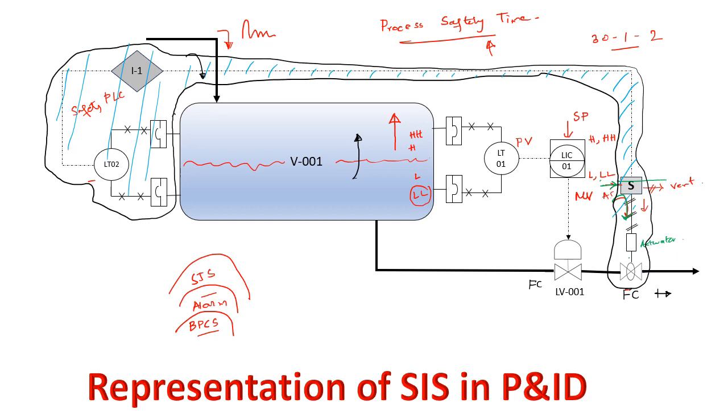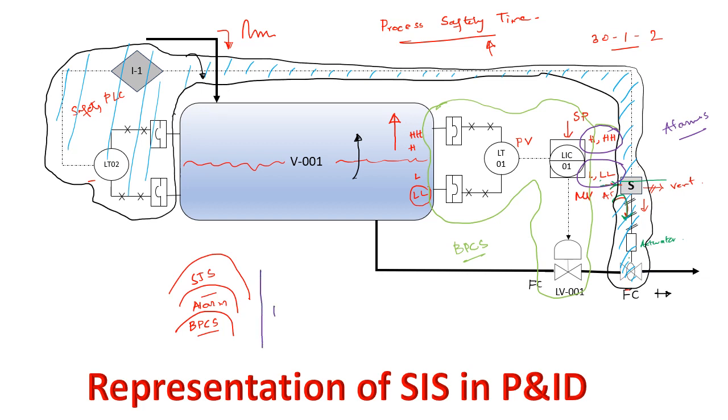And the other portion, if you see this level transmitter, this DCS, and this final control element, this is your BPCS system. And there is another thing, these alarms, right? So these alarms are also another layer of protection. These are all the prevention layers.